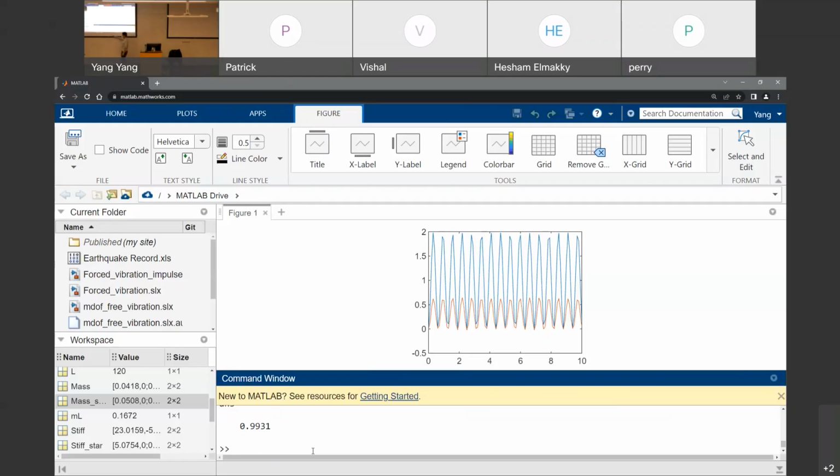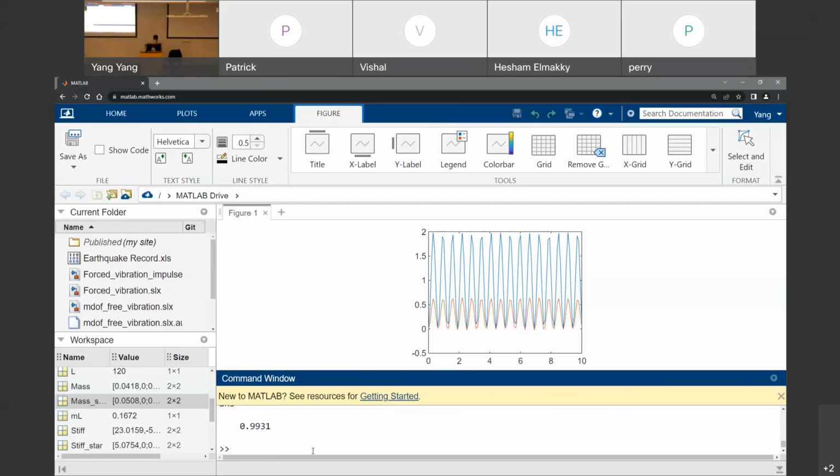So the static response will be around 1 inch. What is the dynamic? It is much more than that. If you look at the red and the blue curve, the maximum displacement under the dynamic load is pretty close to 2 inches. So that's double the static response. Does this make sense? Yep.